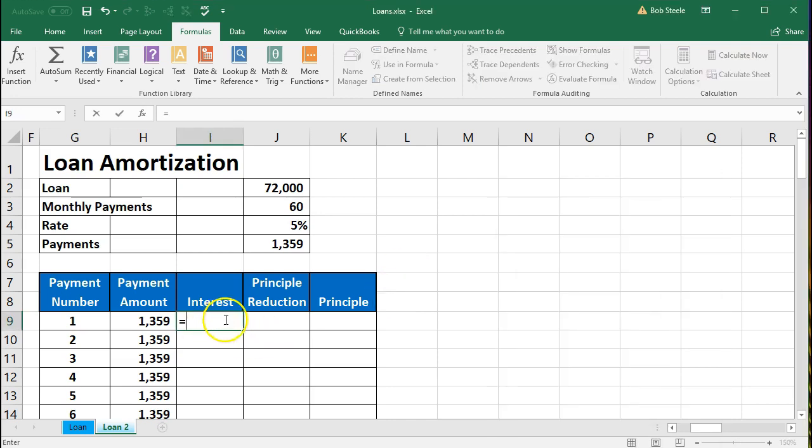We're going to say this equals, then point to the 72,000 up top. We're going to multiply that times the 5%, pointing and clicking. That's J2 times J4. And then we're going to divide that by 12, and that'll give us our 300. So that's going to be the amount of interest.